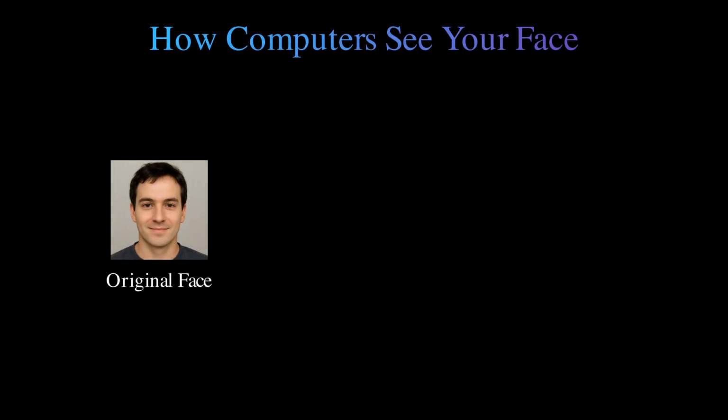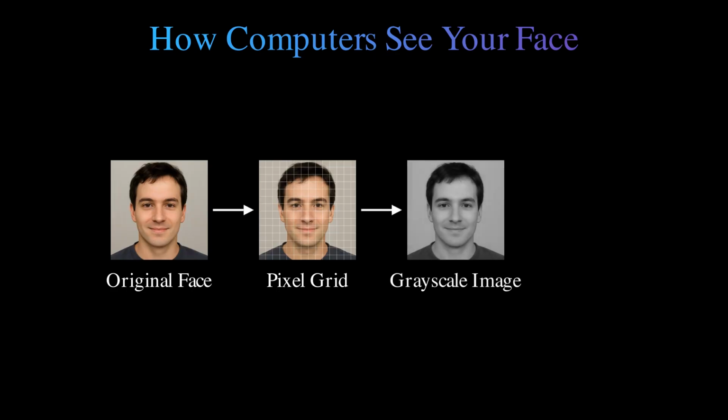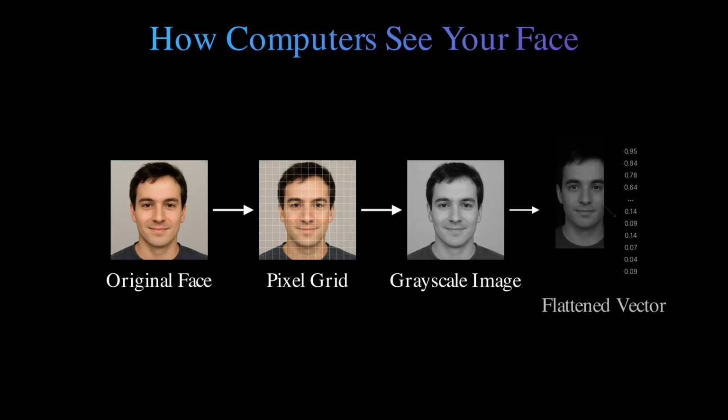Let's now understand how computers see your face. This is just a grid of thousands of tiny colored squares called pixels. Each one stores brightness. To simplify, we remove color. In grayscale, each pixel just holds a brightness value from black to white. We then flatten the pixel values into a long list, a vector. This is how a computer sees your face, as numbers.